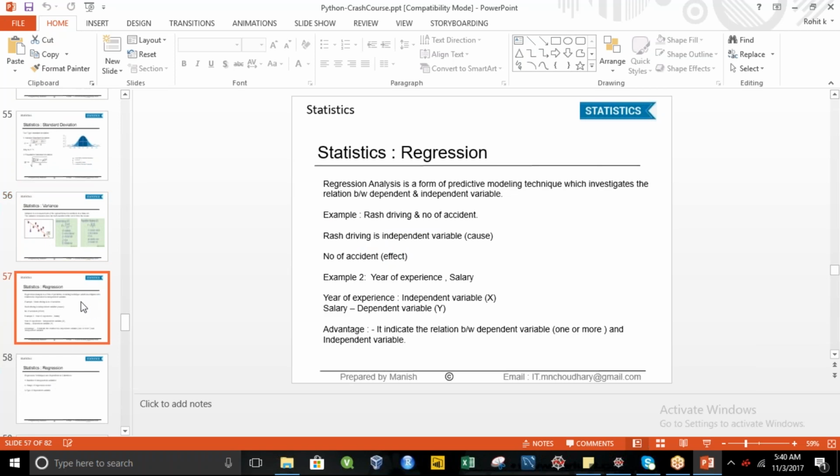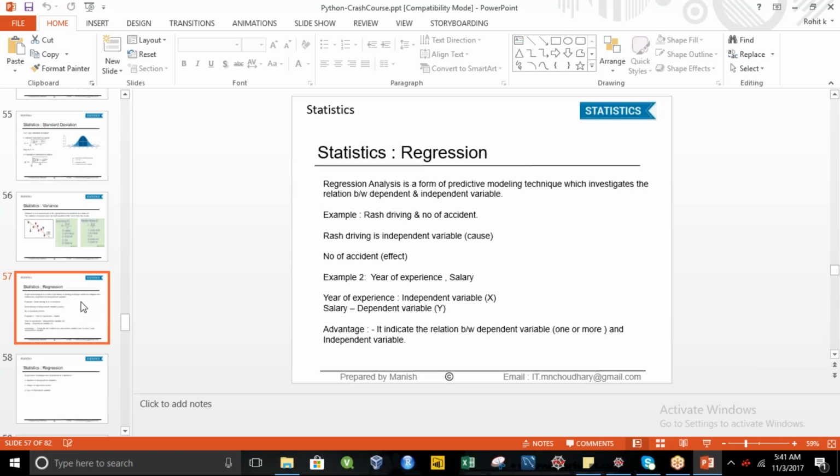Now the regression point. Wonderful. Today is the actual discussion for regression. I believe everyone wants to know these things. What is regression? Regression is a form of predictive modeling technique which investigates the relation between dependent and independent variables. Usually you will get two types of data: one which has the independent variable, and another which has the dependent variable.